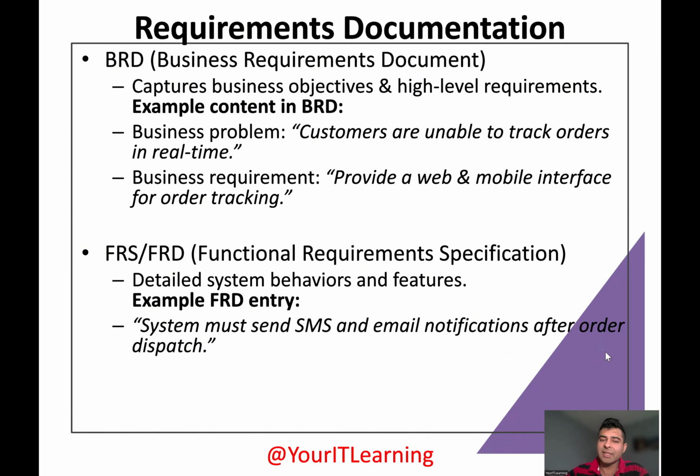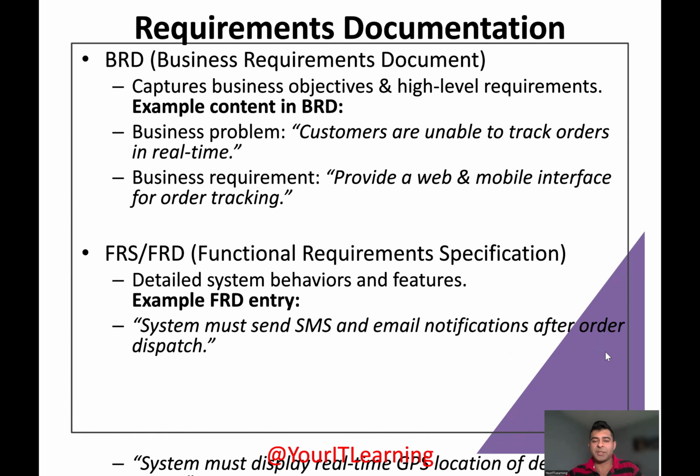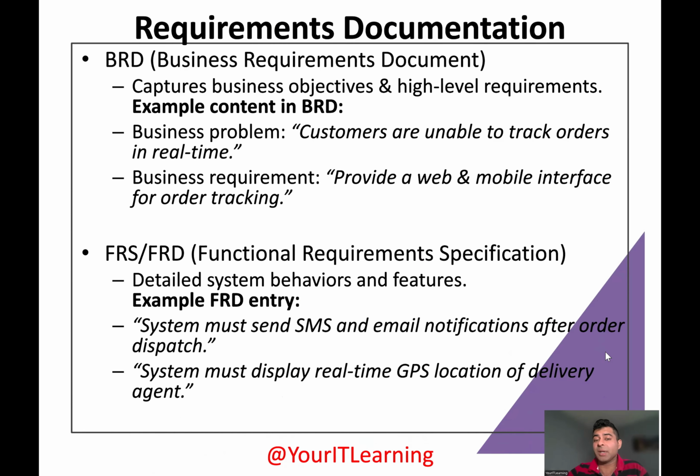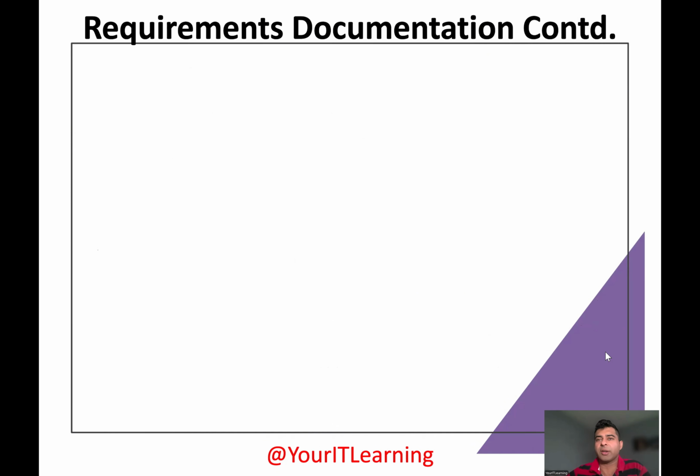Example, system must send SMS and email notification after order dispatch. Another example will be system must display real-time GPS location of a delivery agent. So think about when you order a Domino's pizza, you have a tracker. Something like that. If you have an Amazon order, you can track where your order is.